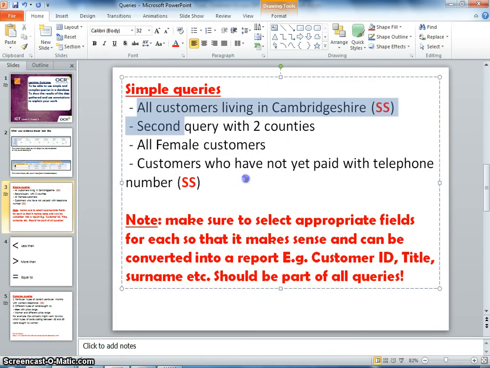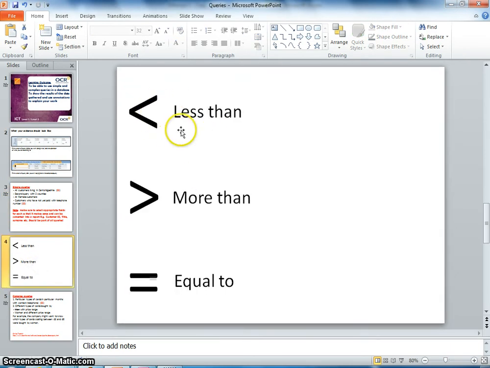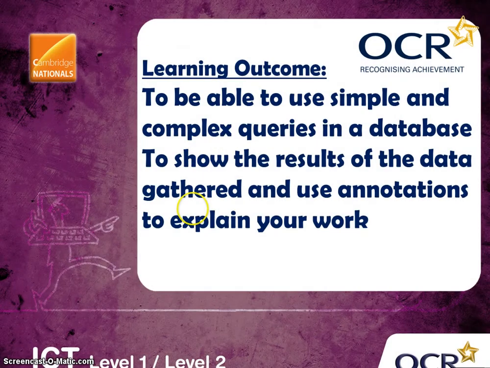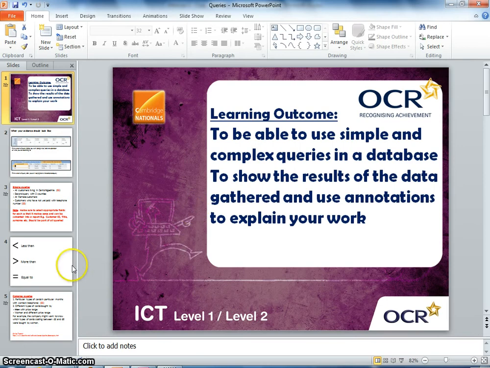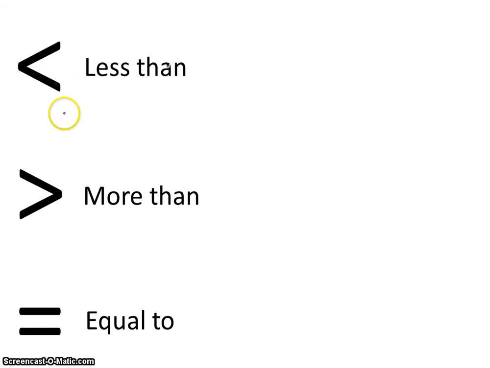So these were our simple queries. We've done these now, or if you've followed the last couple of videos, you should have done these. I want to show you this. You might recognize these symbols from maths. They're less than and more than, and then equal to. Now these are going to be really important for doing our complex queries. I always remember this because that looks a bit like an L, and more than is obviously the other one.